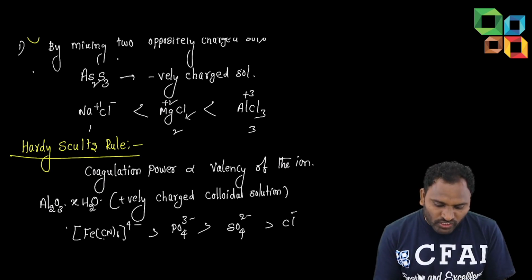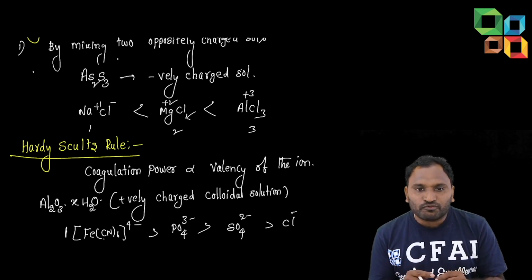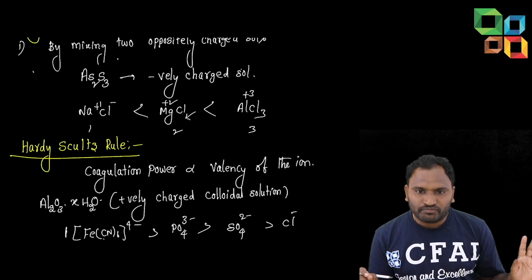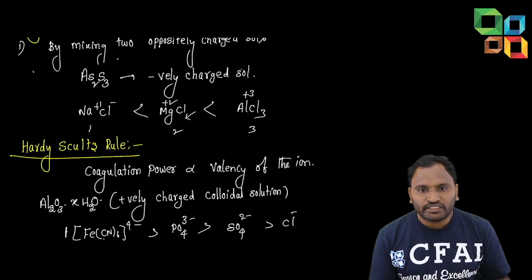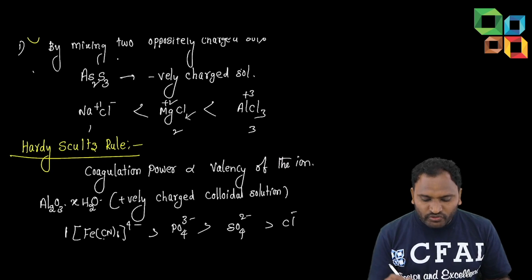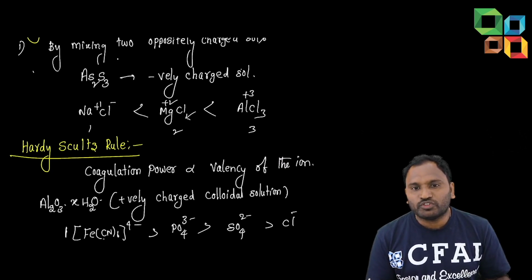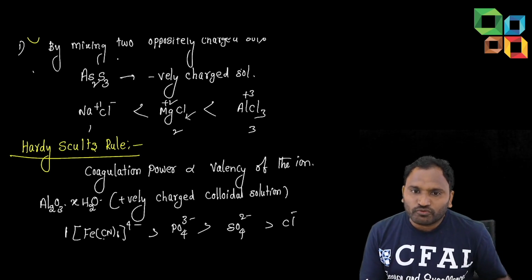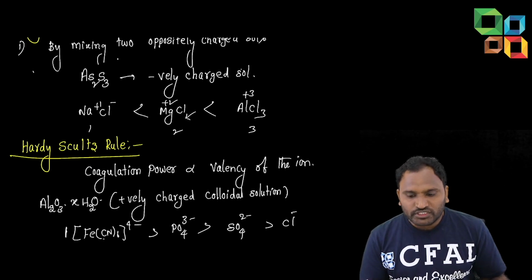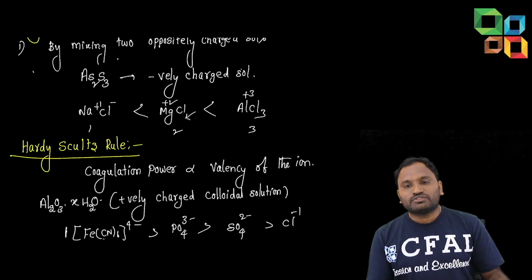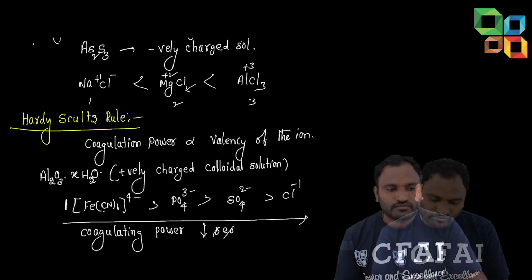Suppose you take 1 mole of [Fe(CN)6] 4 minus, it can neutralize 4 units of positive charge at a time. So it is more effective compared to PO4 3 minus, which can neutralize only 3 units of positive charge at a time. SO4 2 minus can neutralize only 2 units of positive charge, and Cl minus only 1 unit. So the coagulating power decreases.